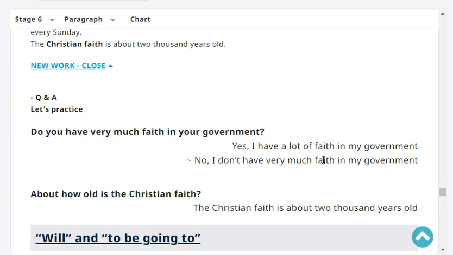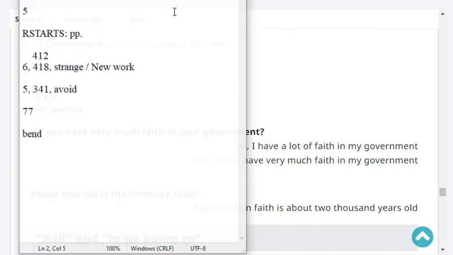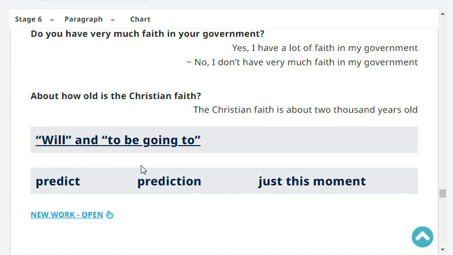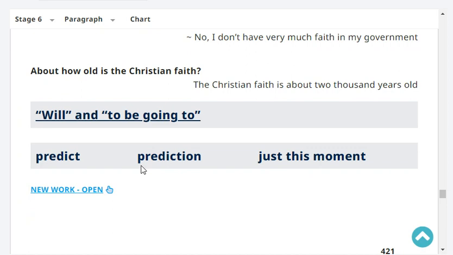Okay, let's practice. Do you have very much faith in your government? Yes or no? No, I don't have very much faith in my government. About how old is the Christian faith? The Christian faith is about 2,000 years old. Very good.